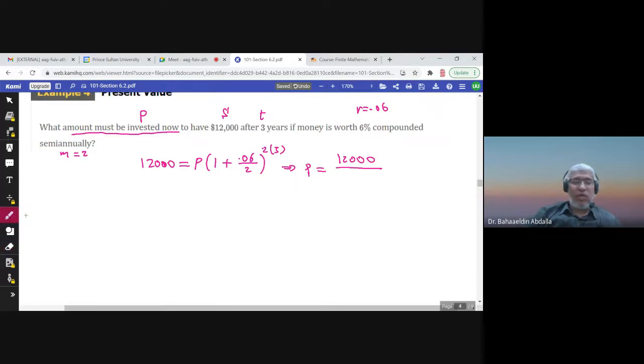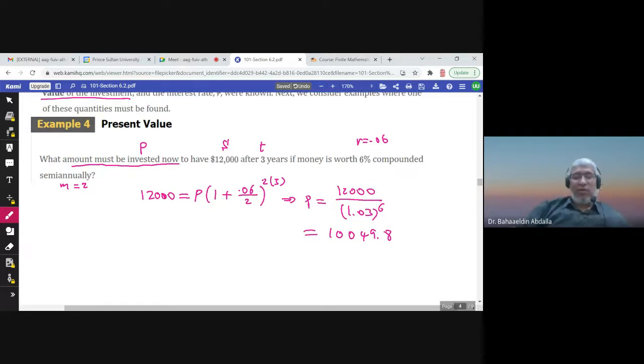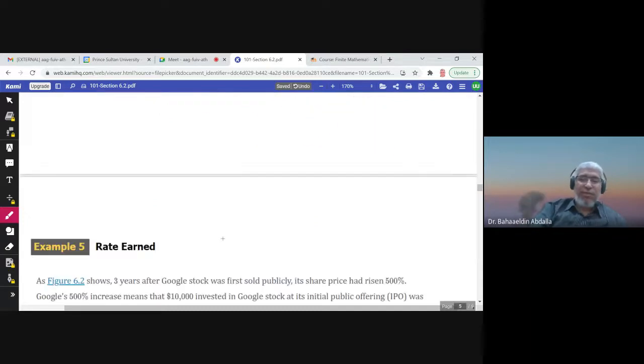So I can just write it 1.03 to the power 6. So if you divide 12,000 by 1.03 to the power 6, you will get the present value, which is $10,049.8. So this is the present value. The future value is 12,000 and the present is 10,049.